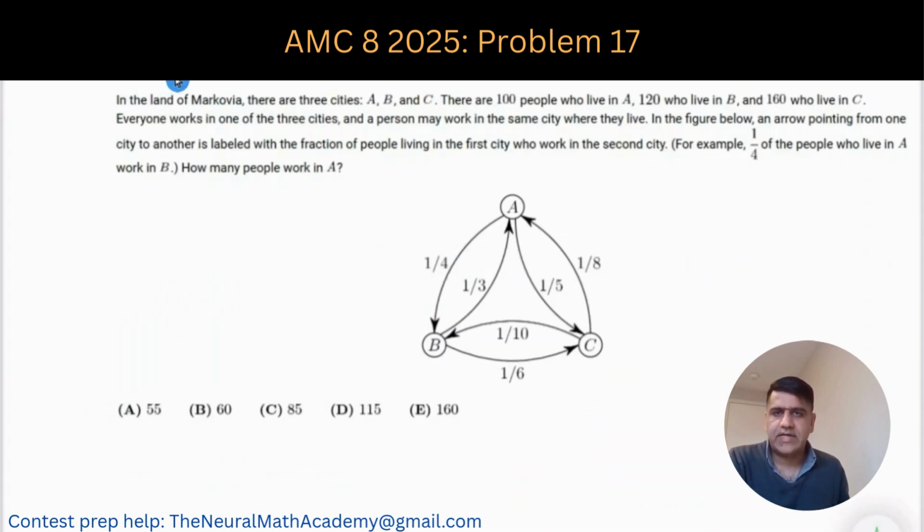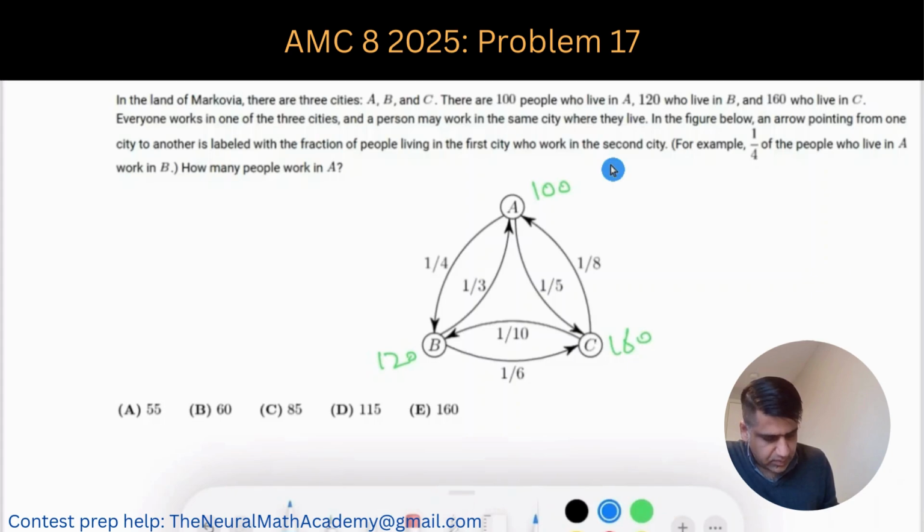Let's look at problem 17, where we are given 3 cities, A, B, and C. There are 100 people living in A, 120 in B, and 160 in C. Everyone works in one of the 3 cities, and a person may work in the same city where he lives. And then it says an arrow pointing from one city to another is labeled with the fraction of people living in the first city who work in the second city. Okay, so let's first label it. We have 100 people here, and then we have 120 and 160.